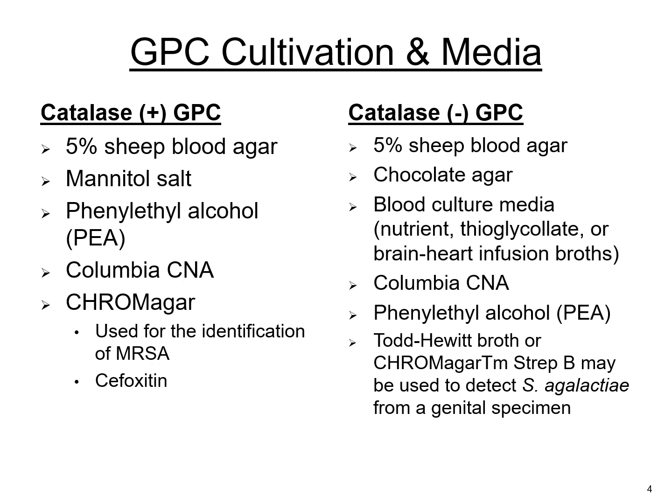So these organisms typically grow on sheep blood agar, but they can also grow on other types of media. So here we have a list of media that would be used to help with growth and identification of our catalase positive gram-positive cocci, and then also our catalase negative gram-positive cocci.